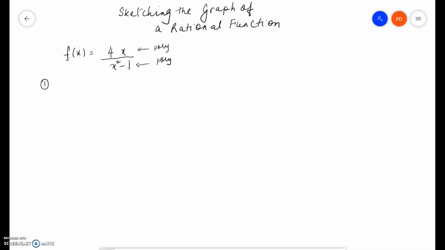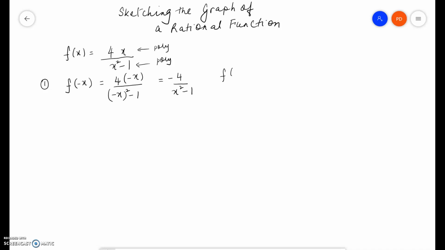The first thing that we determine is the symmetry of this function. Is it symmetrical about the x-axis? Is it symmetrical about the y-axis? That's what we're trying to figure out here. So let's plug in negative x for x to check for various symmetries. So we plug in x equals negative x. So we have negative x, the whole squared, minus 1. So we have negative 4 over x squared minus 1.